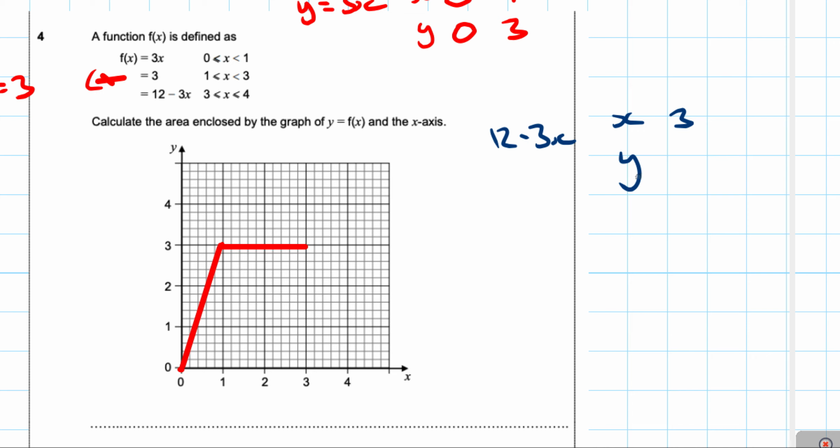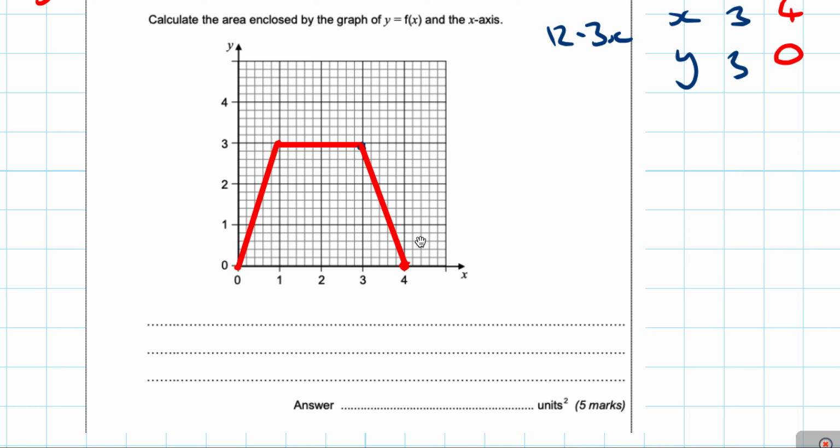So here we've got x is 3, so it's going to be 12 minus 9. 3 times 3 is 9. So 12 minus 9 is equal to 3. So when x is 3, y is 3, so that shows that it starts from the point where our previous graph ended. And then we can test the last one. So when x is 4, it's 12 minus 3 times 4, which is 12, which is equal to 0. So therefore it goes back to our point. And that is how we can draw our graph. Go back to y is 0.